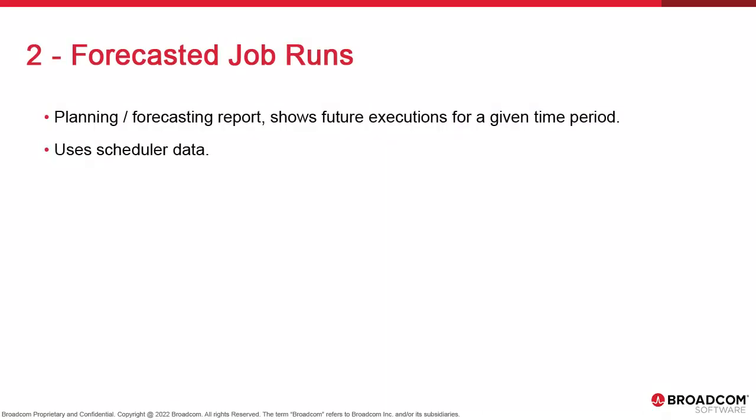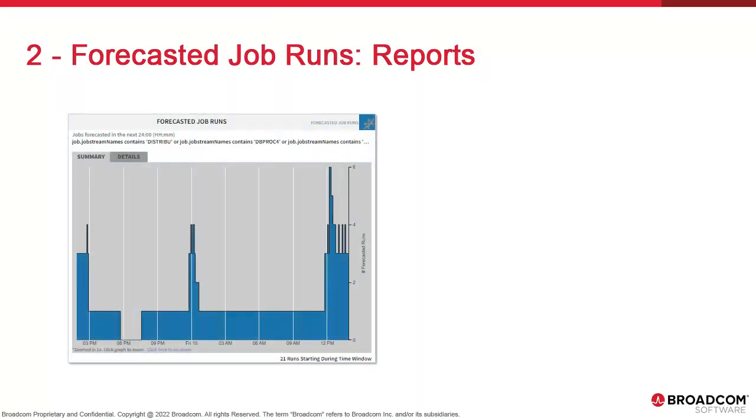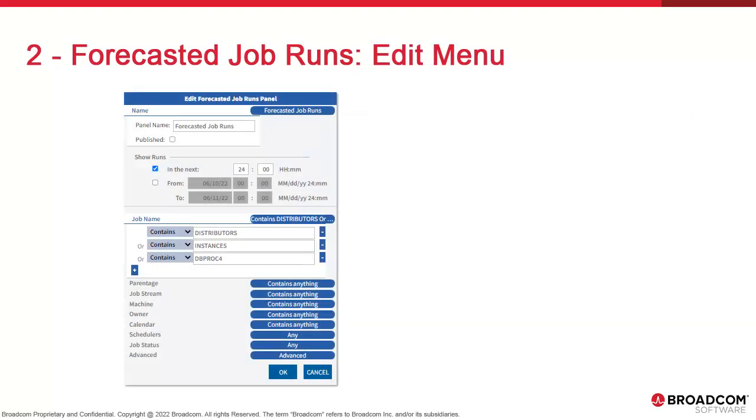Forecasted Job Runs is a similar report. It uses scheduler data but shows all jobs scheduled to execute in the near future. This time we get a bar chart with volume scheduled for each time slot. The table report shows all future executions for the selected jobs with a predicted status based on past runs. The configuration menu has what you would expect: a period of time in the future, and the usual filters for job names, job streams, agent, owner, and so forth.